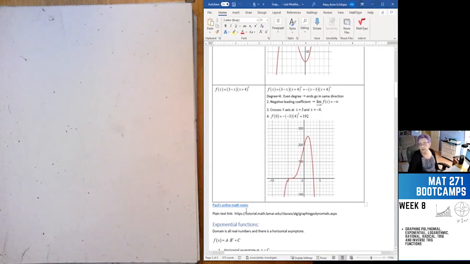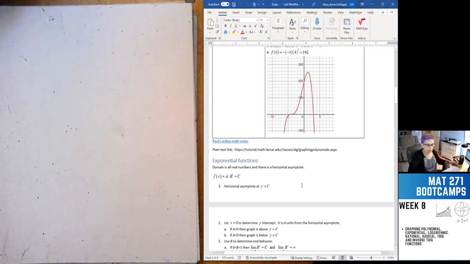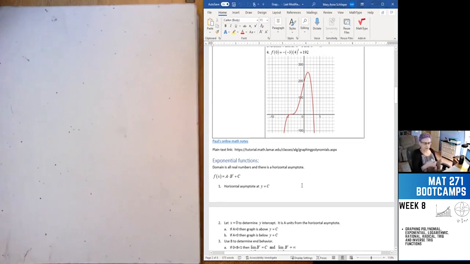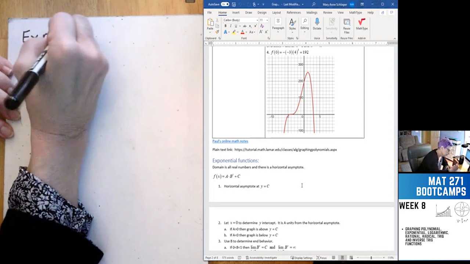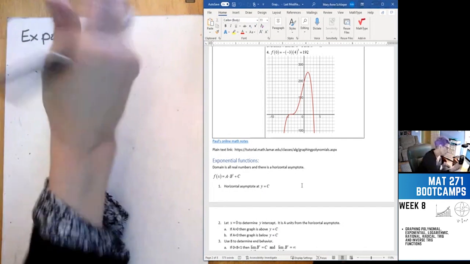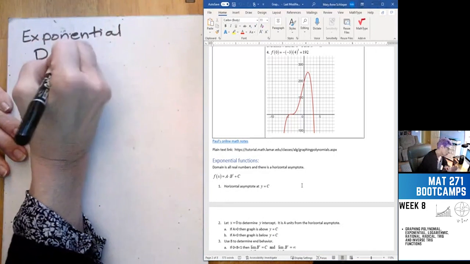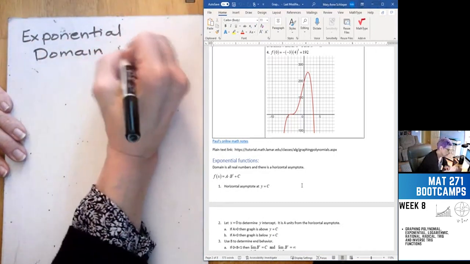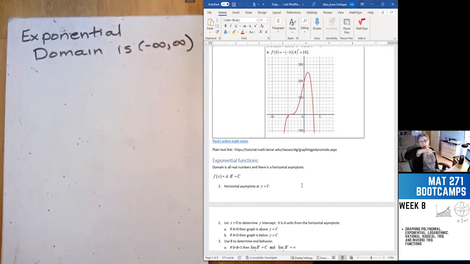Exponential functions. And if you want some more practice, Paul's online math notes are always really good for stuff. Graphing exponential functions. Important things to know about exponential functions. Is how to spell them. Exponential. The domain is all real numbers. They always look either whee like that or woo like that.